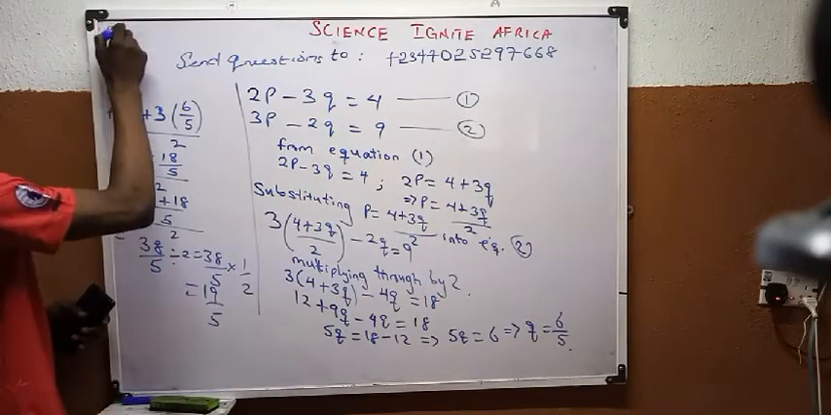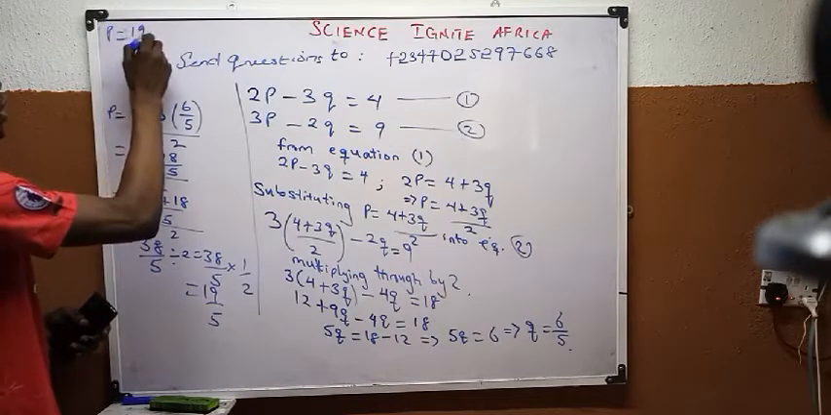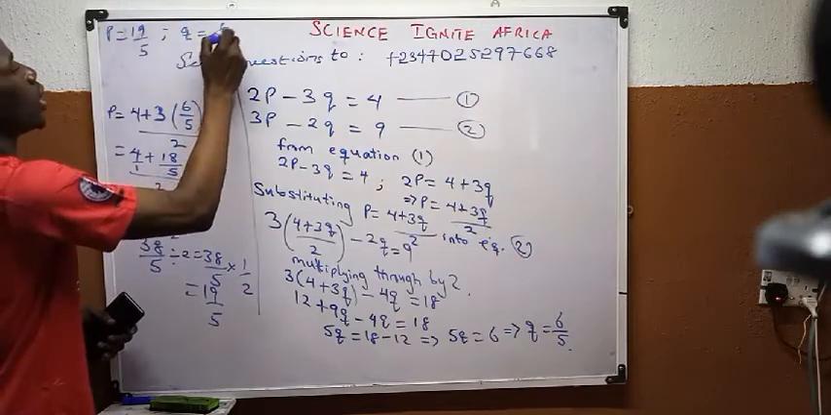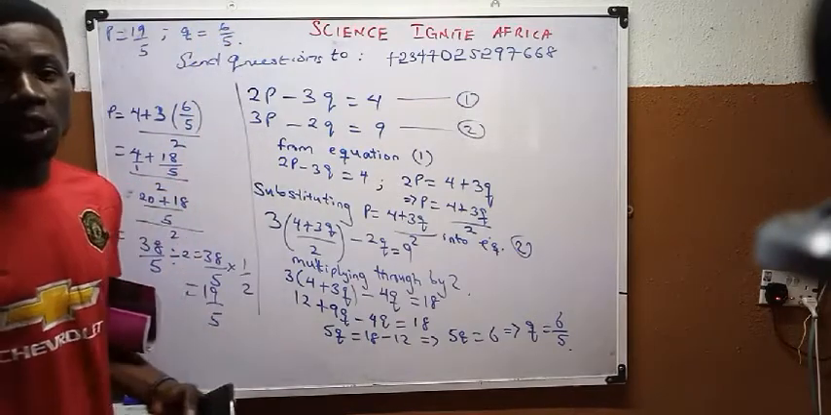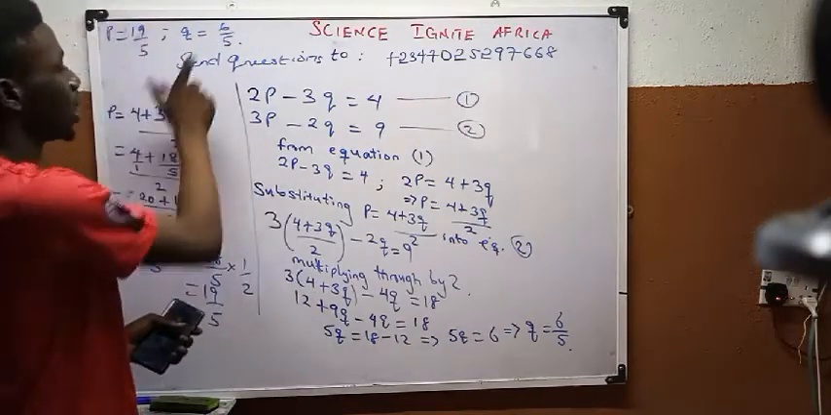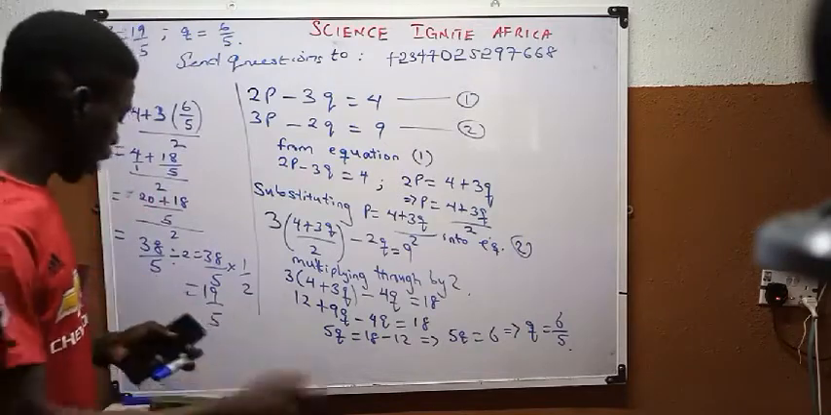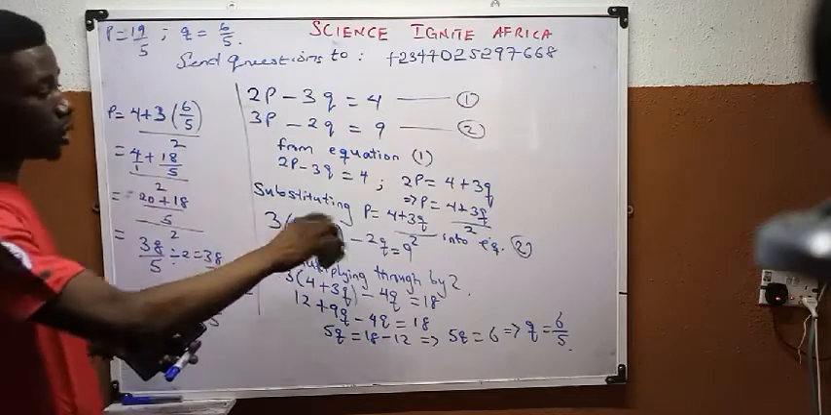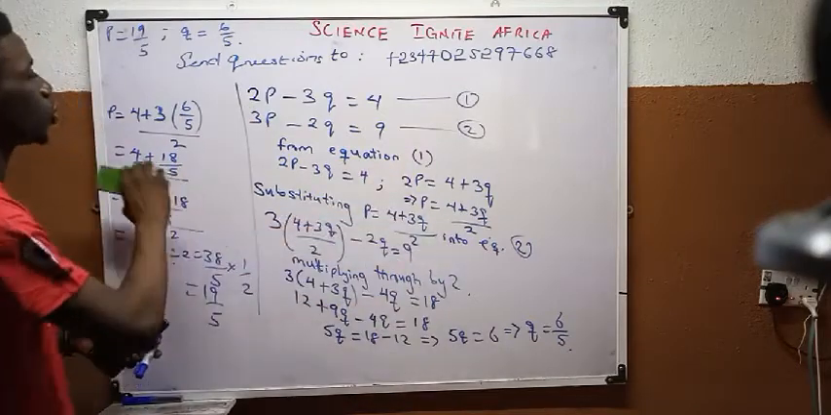Let us write our answers down. So we got P to be 19 over 5 and Q is 6 over 5. Now, let's try and use the elimination method. Let's see if we get the same answer as we have gotten here. Even though I prefer using the elimination method because that makes the work easier. You won't have to be dealing with too much of fractions like this.